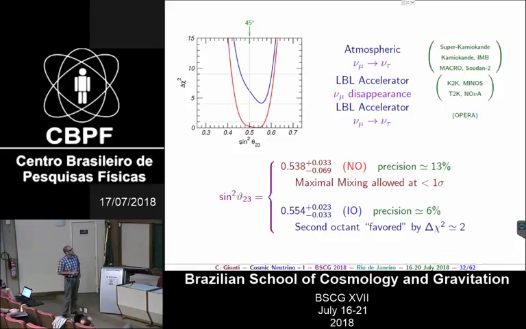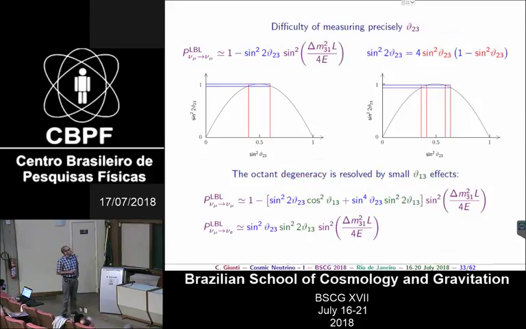This mixing angle is not well determined, as you can see here from the curve of the chi-square, which is rather wide. And the problem is that this mixing angle is close to maximal. So sine square theta 2 3 equal to 0.5 corresponds to a mixing of 45 degrees, and this is maximal mixing. And in this region, it is difficult to determine the mixing angle with precision. And this is explained here because the main data on the mixing angle come from the observation of muon neutrino disappearance. And in the observation of muon neutrino disappearance, the probability depends on sine square 2 theta 2 3.